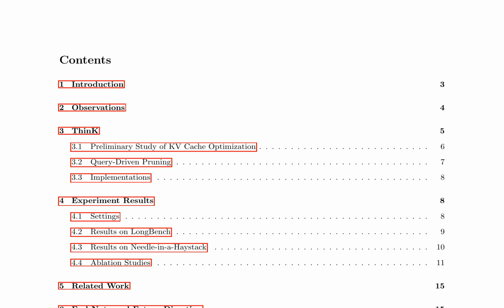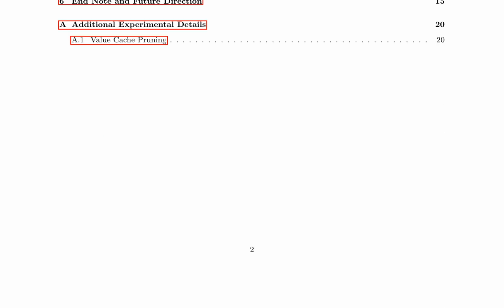Experiment results. The authors present results on LongBench and Needle-in-a-Haystack datasets, showing that ThinK achieves a reduction in memory costs by over 20% compared with vanilla KV cache eviction methods while maintaining or enhancing model accuracy. Ablation studies further confirm the effectiveness of ThinK.